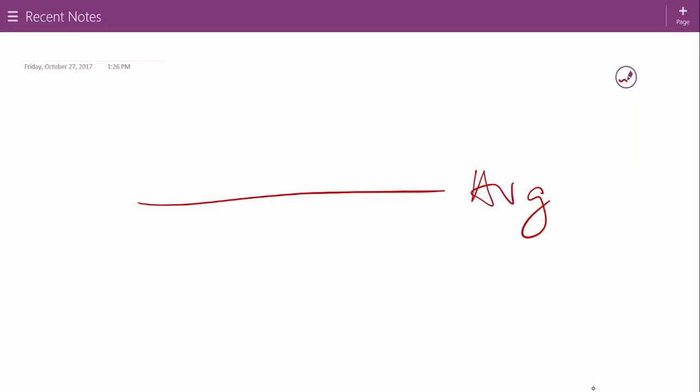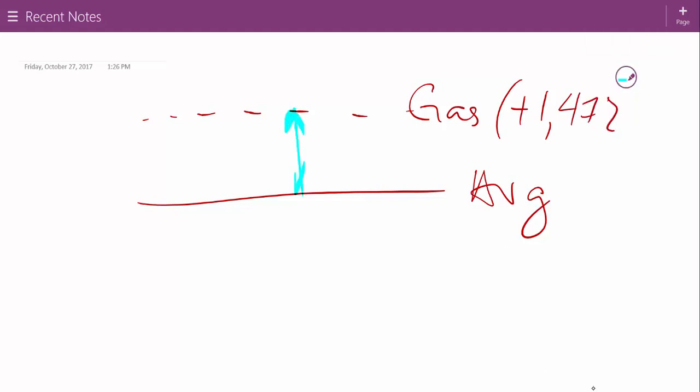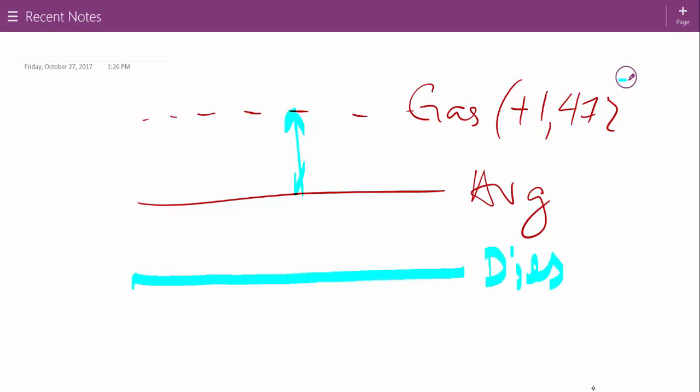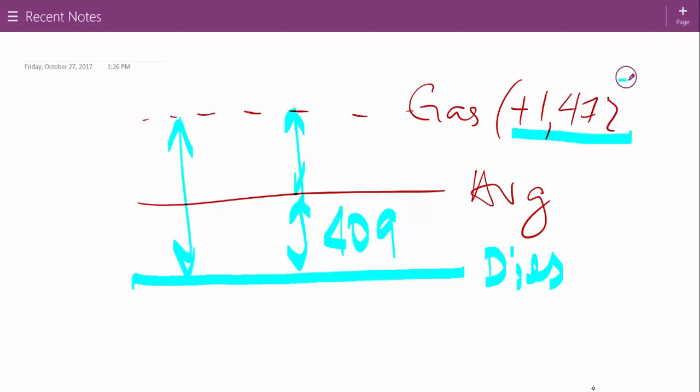So here's how it looks, right? Let me add a visual representation. So this is the average level, right? The gasoline cars are right here. This is gas, right? Gas means plus 1,472, compared to the average. Well, look at that. It's a different color all of a sudden. I don't know how it happened. Okay, so here is, oh God, it's a marker. Okay, here is my diesel, right? And diesel is 409 below the average, right? And so what's the distance between the gasoline and the diesel? Well, it's 1,472 plus 409, right? That's all the difference. Agree?